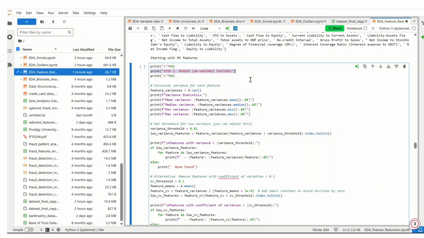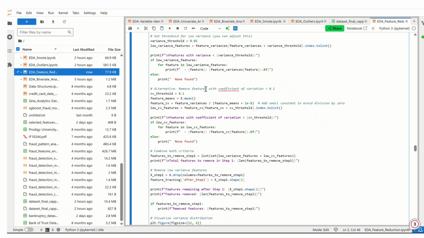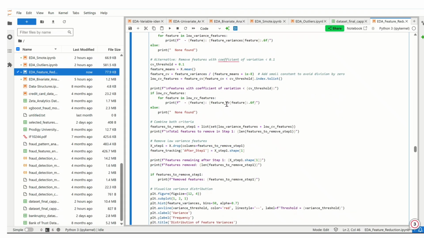We need to compute the variance among the features, and any feature with variance less than 0.01 we are going to remove. Apart from that, we are also measuring the coefficient of variation. What is the coefficient of variation? It measures the relative variability of a single variable. It tells how large the standard deviation is in relation to the mean. For example, when comparing blood pressure versus heart rate in medicine, or comparing risk across different investments.